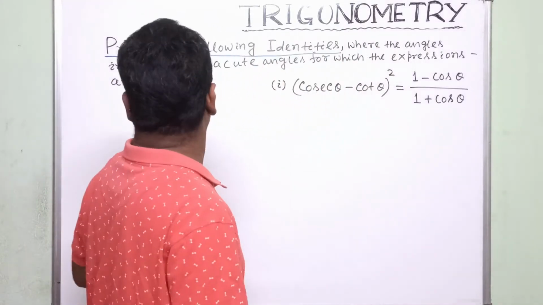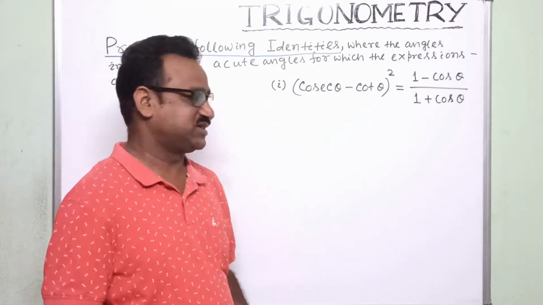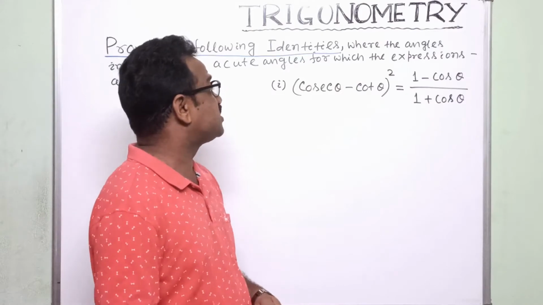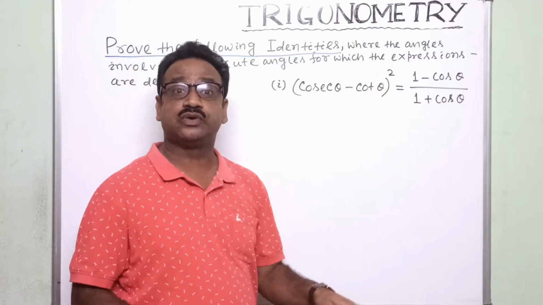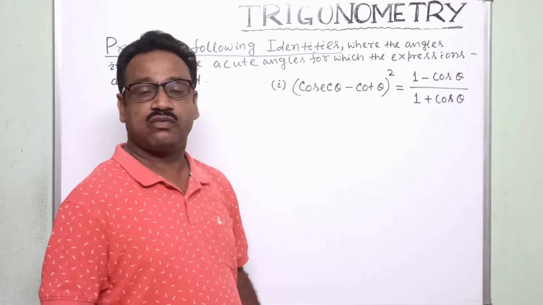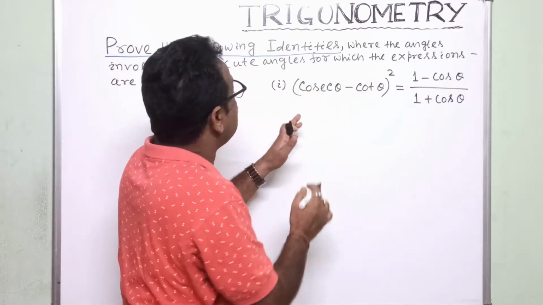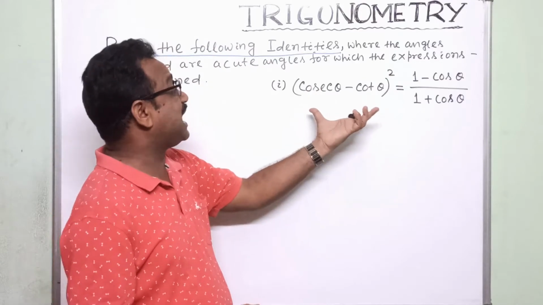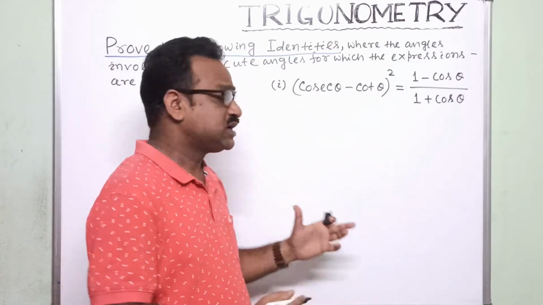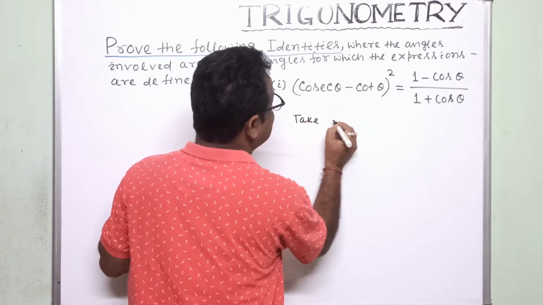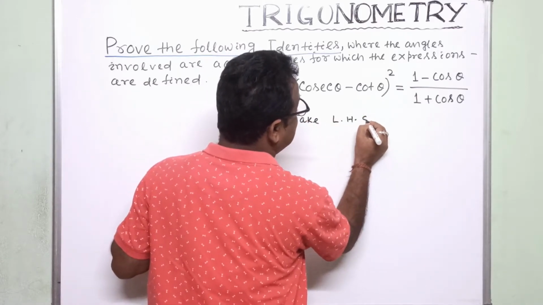So today we will prove the identities. So let us see part 1. What is given? (cosec theta minus cot theta) whole square is equal to (1 minus cos theta) by (1 plus cos theta). In this type of questions, what we will do? We will prove LHS is equal to RHS. So we will take LHS, left hand side.